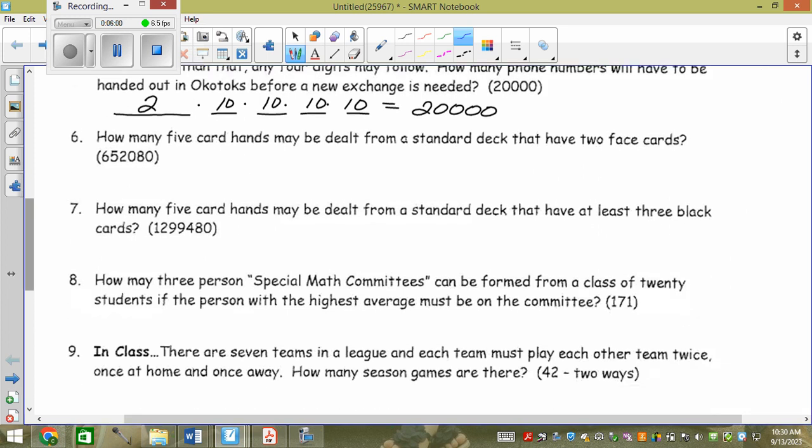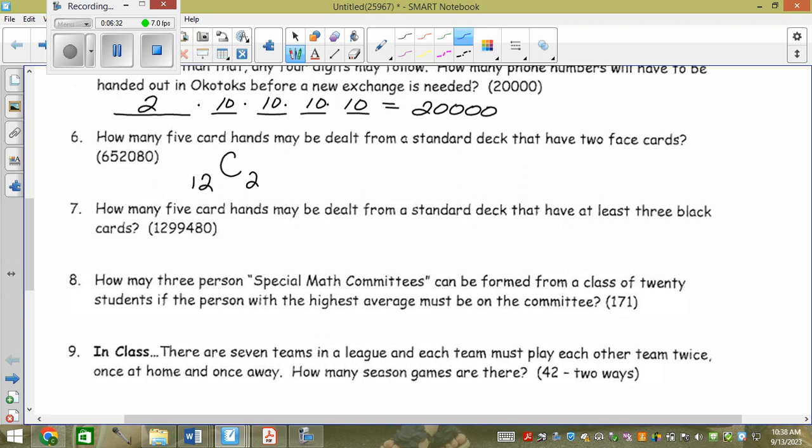All right. How many 5-card hands? So no matter what, every case has to have 5 cards, right? So how many 5-card hands must be dealt to have 2 face cards? So I know that it's cards, so I know it's a combination. I know I want to choose 2 because that's what it tells me. I know I want face cards, so I have to choose from face cards. How many face cards are there? 12. And then people will give me that answer, right?